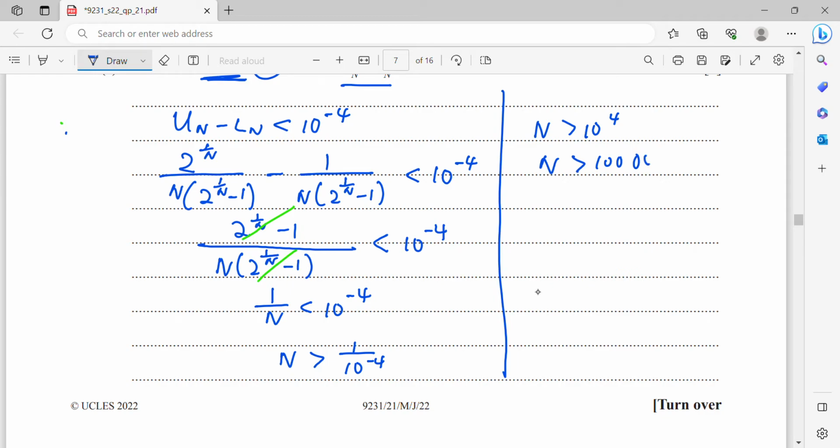Sorry, it's 10,000. Okay, so from here, n is greater than 10 power 4 means n is greater than 10,000. Therefore, your least n is 10,001. Alright, so that's the answer for the last part.